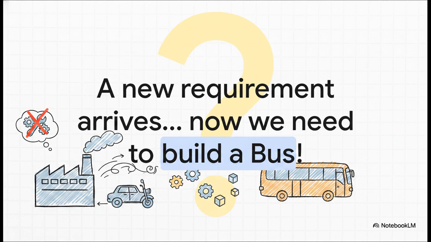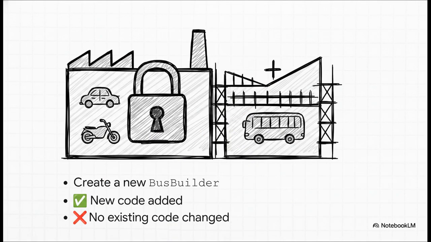Okay, so our factory is humming along, we're churning out cars, we're making motorbikes, everything is great. And then, of course, management shows up. They've got a new requirement, we need to build a bus. So, does this mean we have to shut down the whole factory and retool everything? Absolutely not. And this, right here, is the real magic of the builder pattern.